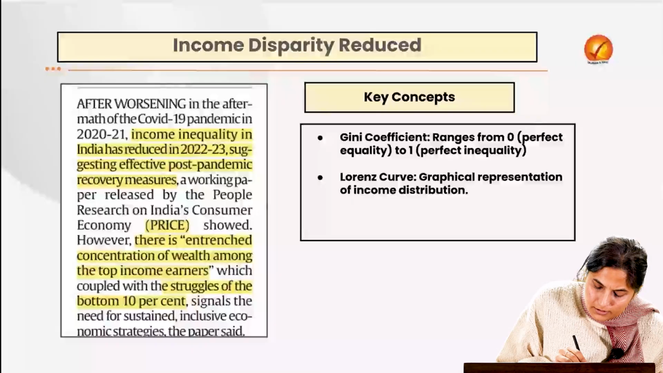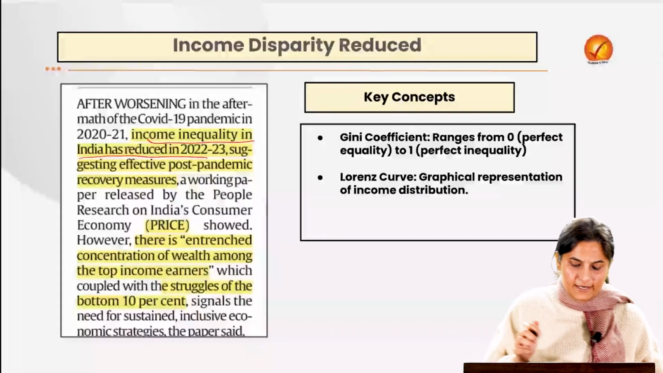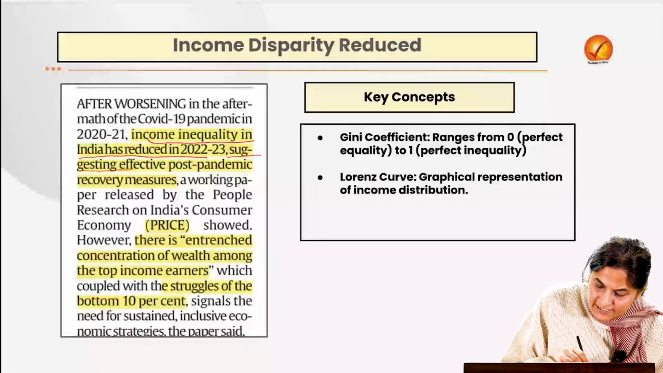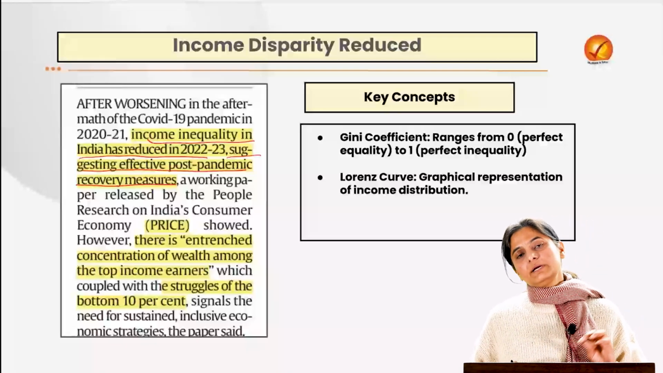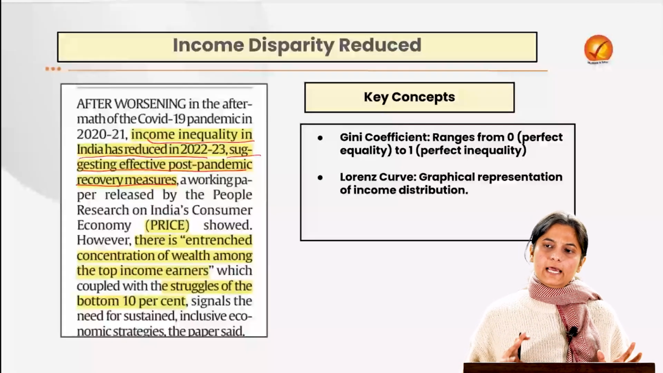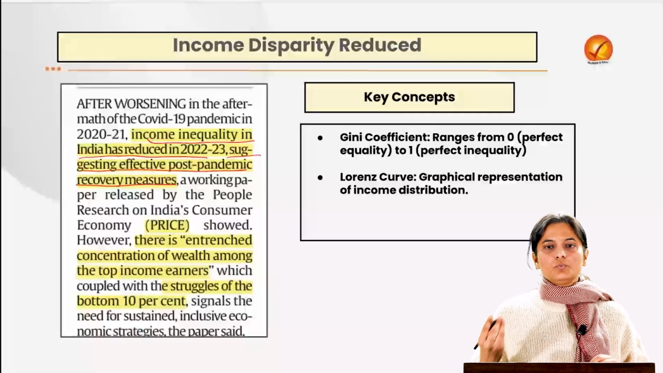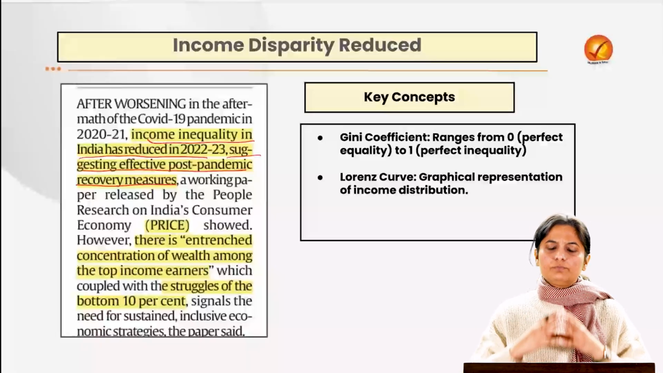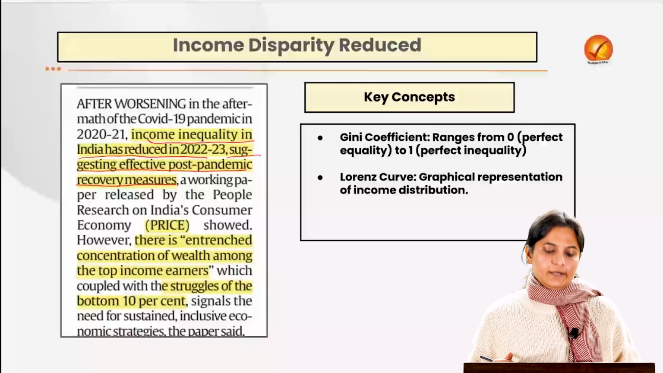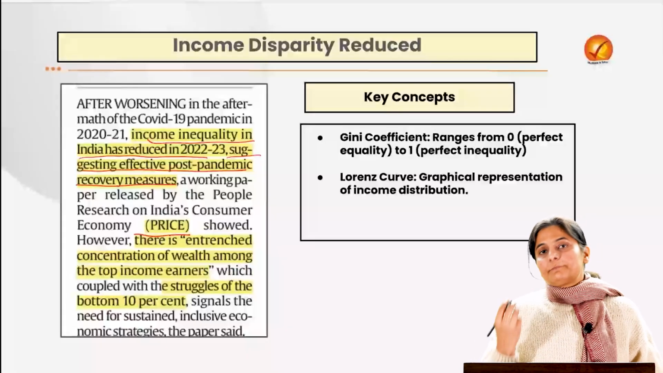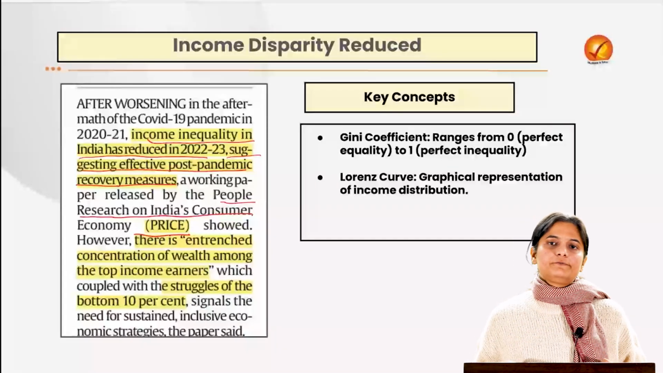So let's start with the fact that income inequality in India has reduced in 2022-23 if we compare it to a few years back. This suggests that we have taken effective post-COVID, post-pandemic recovery measures, because when the pandemic happened, we adopted a few pandemic recovery measures. This helped people with reasonable incomes to maintain their health standard, their education standard, their employment status, and this led to an overall decrease in inequality. And this report is by PRICE, known as the People Research on India's Consumer Economy. So you have to keep that in mind.